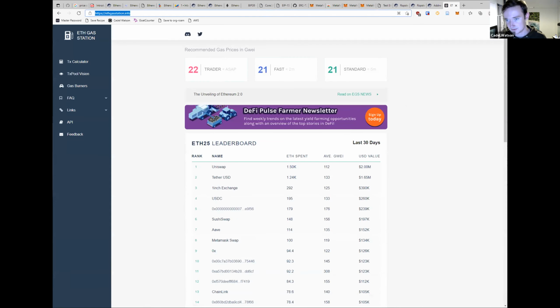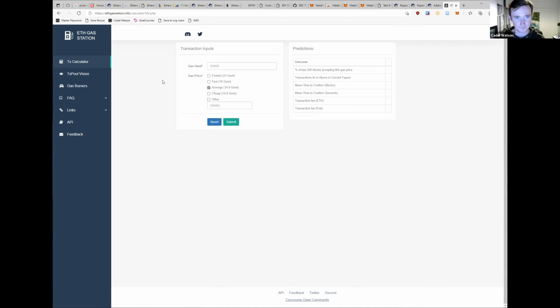And you can use this to send it in Zoom. What ETH Gas Station tells you is what amount of fee you should pay in order to get your transaction processed quickly. So if I go to my transaction calculator, TX calculator on the right, I can type in how much gas my transaction is going to use. In the case of a transfer, as I said, that's always 21,000. But if I was running a smart contract, it might be 600,000.